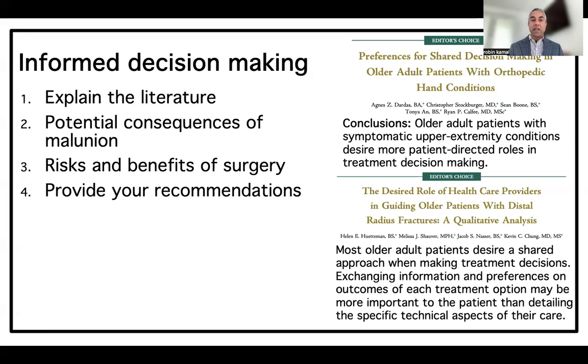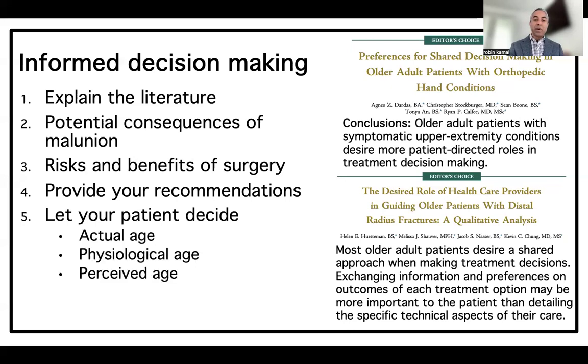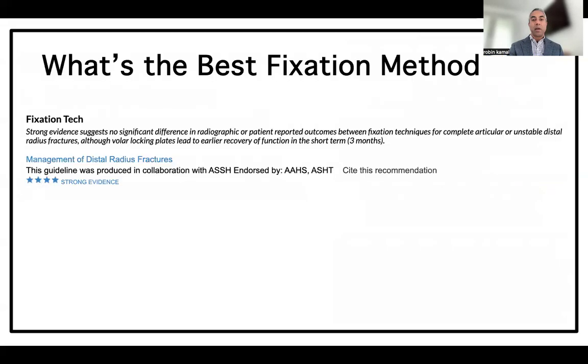There have been other studies analyzing the various features of treatment, such as being in a cast versus not being in a cast, having anesthesia, having a deformed wrist, and losing grip strength, as all features that a patient can use in deciding what the best treatment is for him or her. So you let your patient decide. After discussing that, you talk about actual age versus physiologic age and other parameters.